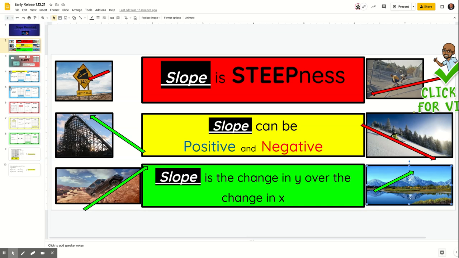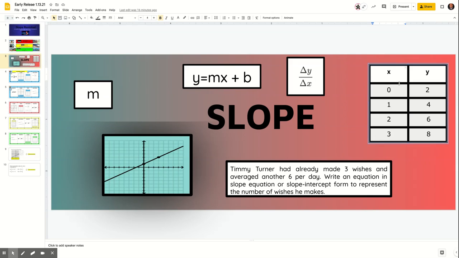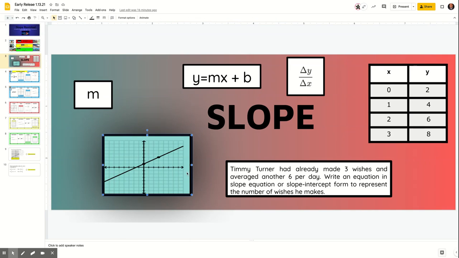And then slope can also be, in a math sense, represented multiple ways. So you can see it as a letter m. You can see it in the equation y equals mx plus b. You can have it as just a simplistic formula of change in y over the change in x. You can see slope as a table. You can see slope in words and slope in a graph. That is the idea of slope.